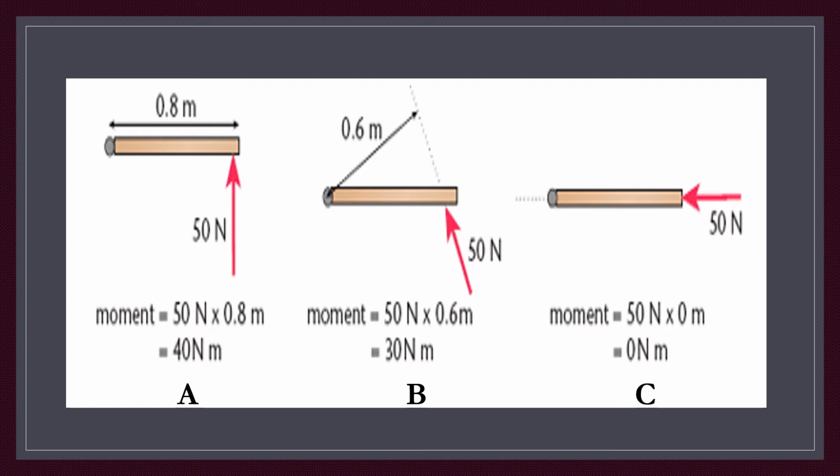When we look at question C, the force is applied along the hinge. Therefore, there is no perpendicular force applied to the door. So the door is not moving or showing a turning effect. Therefore, the moment of this door is 0.